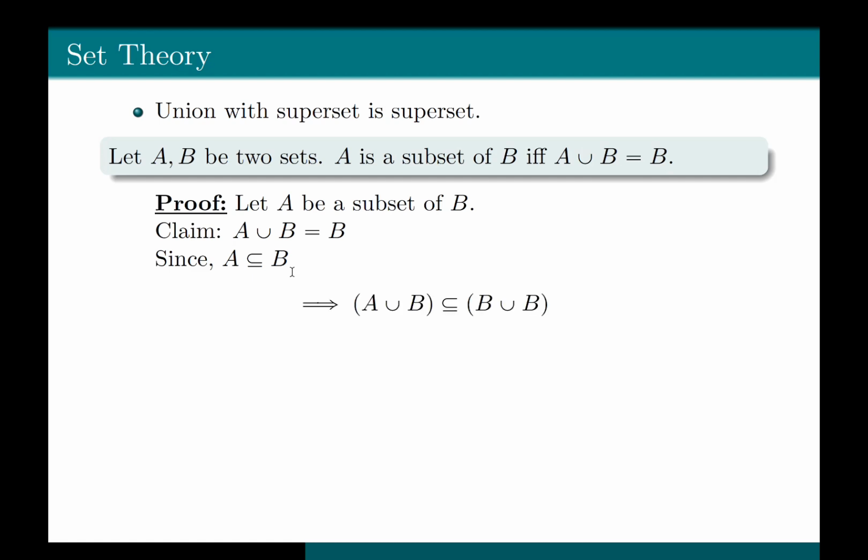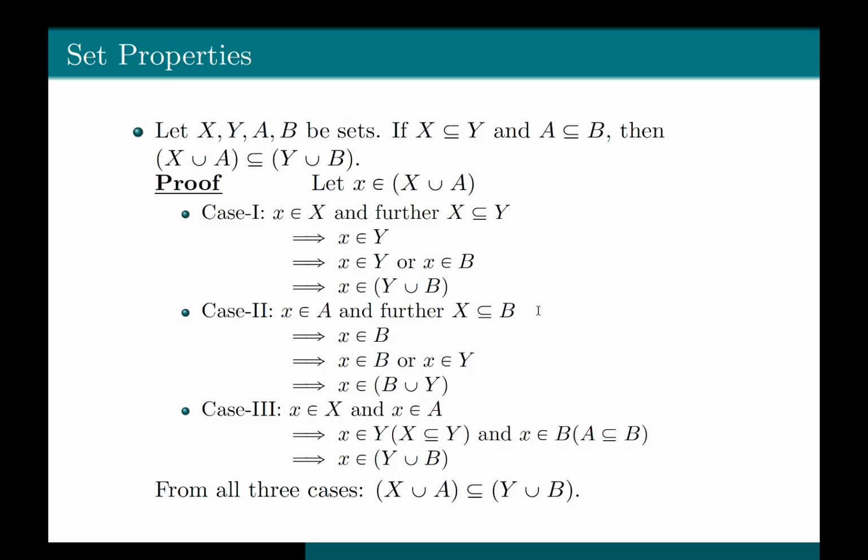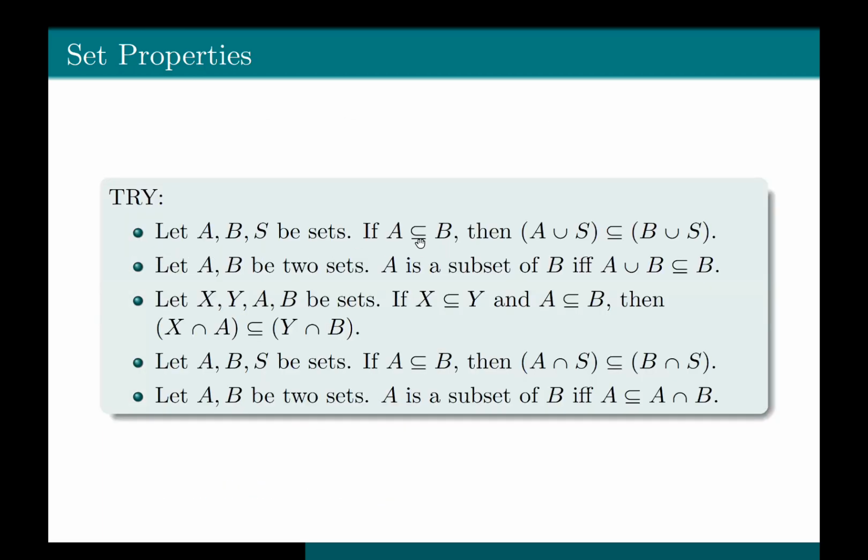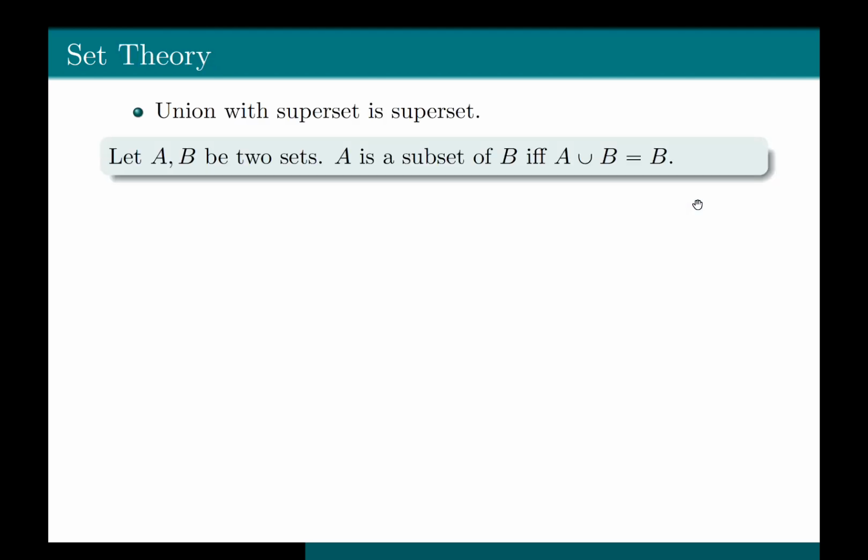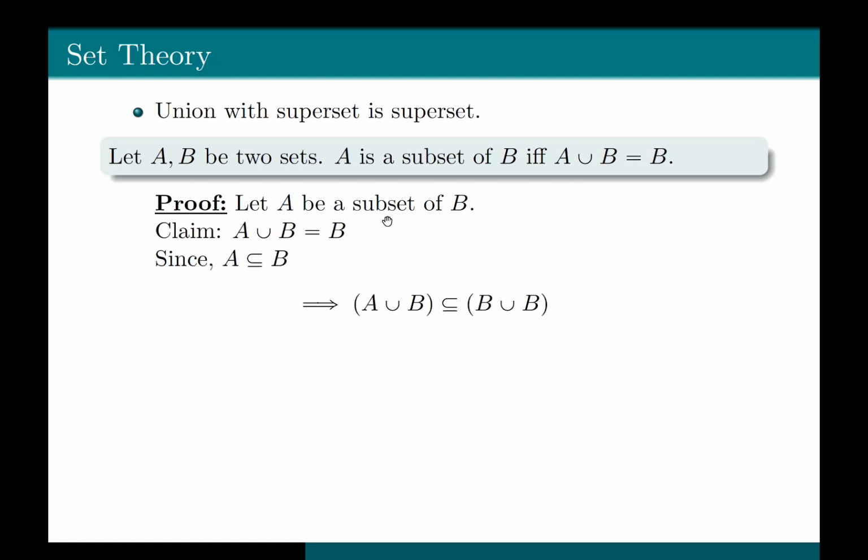So if you take A union B, B union B, again, what I have done over here, if you quickly go back to the first property, it says that if A is a subset of B, then A intersection S is a subset of B intersection S. Here we are taking S equal to B. This is the first task, right? So here we have assumed that A is a subset of B. We are using that property. We have taken S equal to B. So A is a subset of B implies A union B is a subset of B union B.